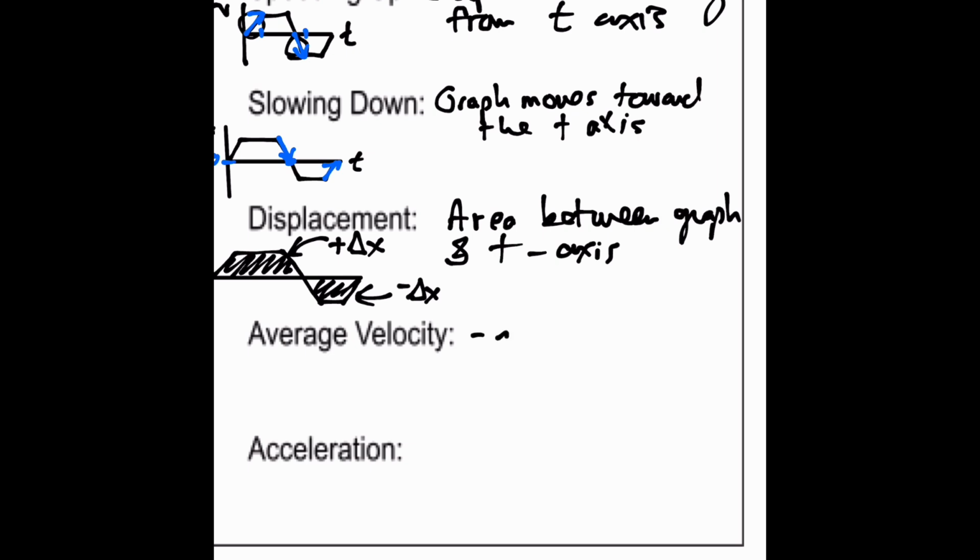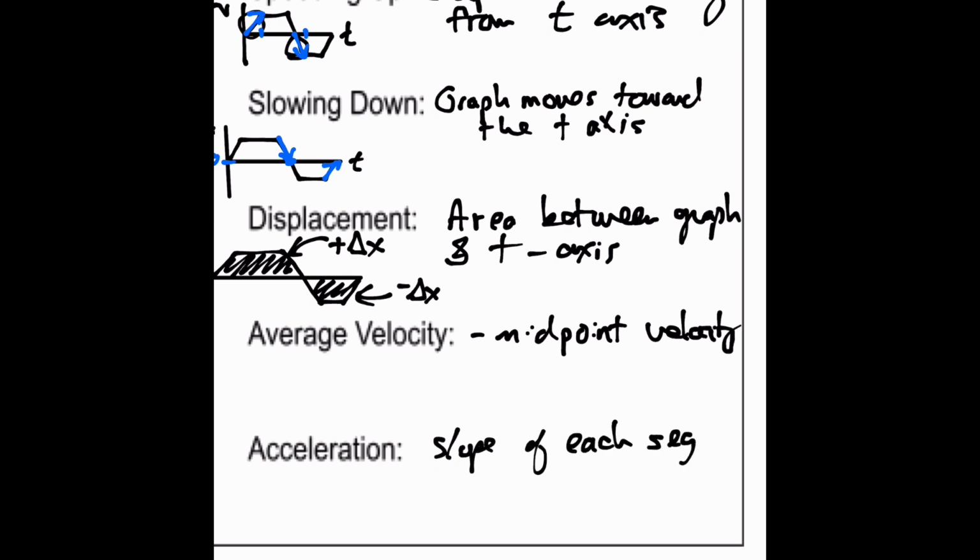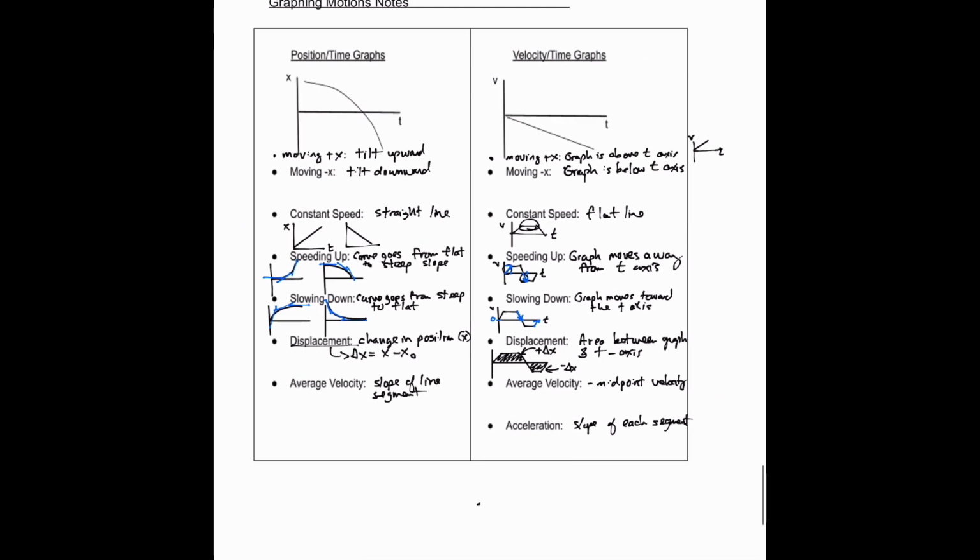The average velocity would be the midpoint velocity, because this is a velocity time graph, so that's pretty easy. And to find acceleration, you find the slope of each line segment. So now that we have some of this information available to us, let's go ahead and take a look at some examples. Follow me to the next page.